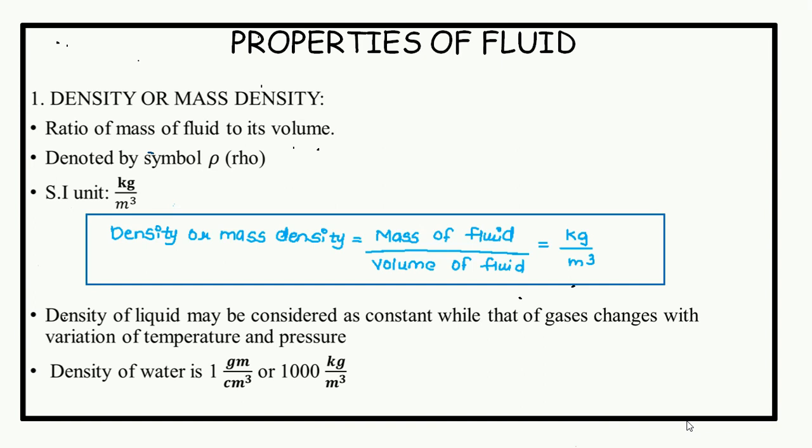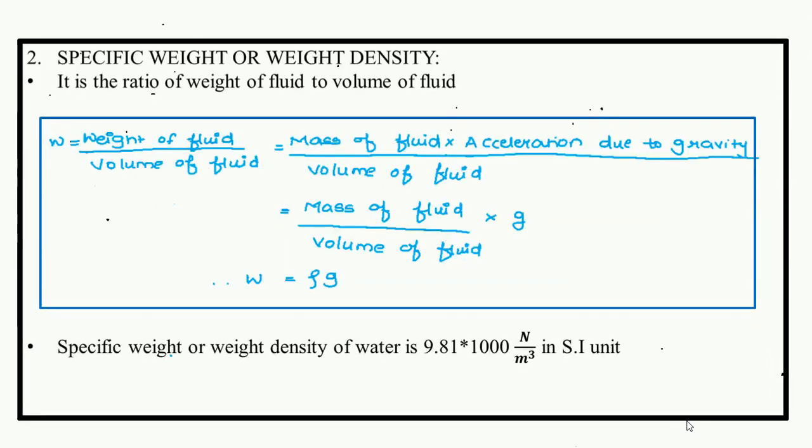Density of liquid may be considered as constant, while that of gases changes with variation of temperature and pressure. Density of water is 1000 kg per meter cube. To define this, if we prepare a cube of 1 meter by 1 meter by 1 meter and fill water in it, the weight of the water will be 1000 kg. That is the standard mass density of water.